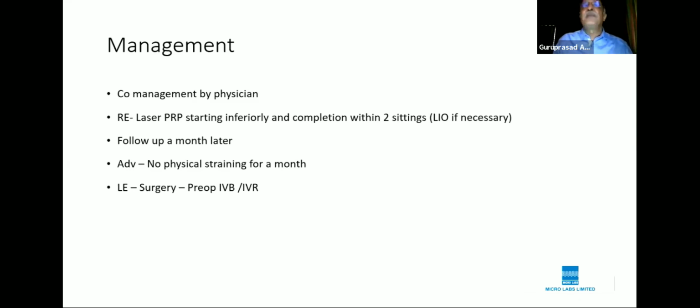Left eye definitely needs surgery because there is a TRD. If there was no TRD, probably would have done a peripheral laser photocoagulation to the areas which are not detached. In fact, the peripheral retina is available for laser treatment and therefore can be done even before surgery. It makes sense to do laser treatment to the peripheral retina in this patient. And before surgery, we will give a pre-operative intravitreal bevacizumab or ranibizumab.